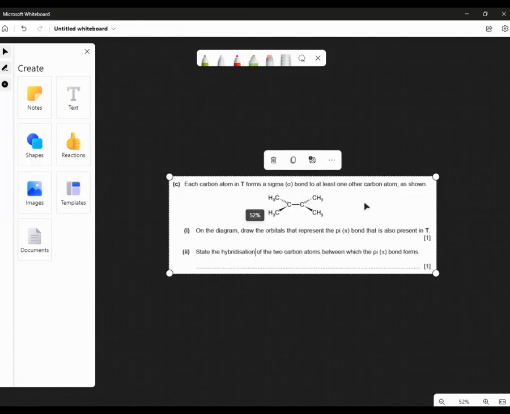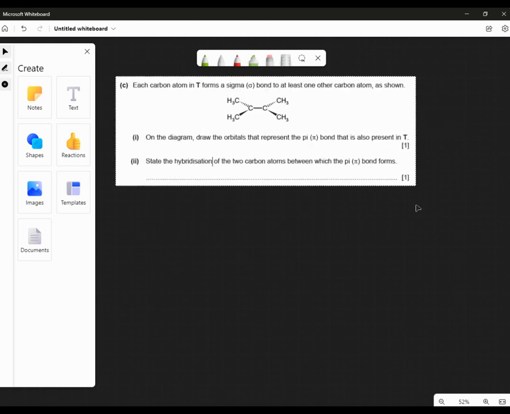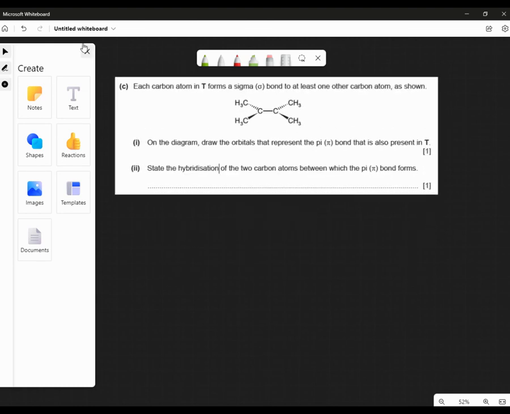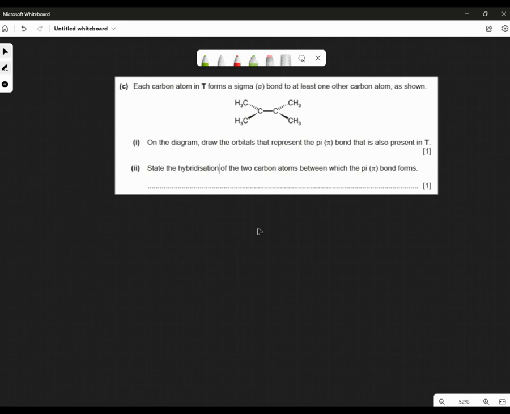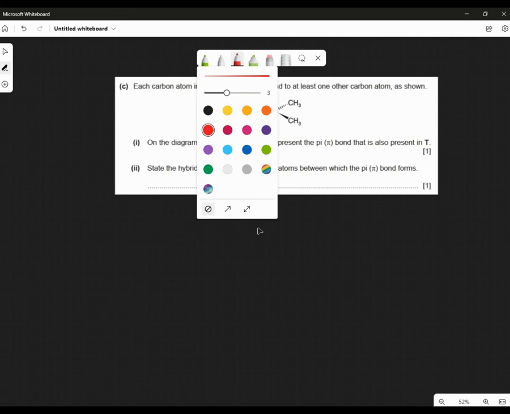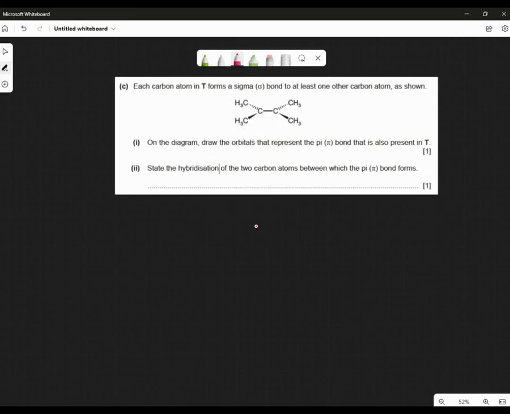Okay. Now number 4. This looks like a weird one, but you never know. Each carbon atom in T, this is T, forms a sigma bond to at least one other carbon atom as shown. There you go. There are all the sigma bonds. Obviously, there's one missing, isn't there? That's the pi bond. So right in the middle. On the diagram, draw the orbitals that represent the pi bond that's also present in P. Now, whoops, there's going to be a nice dark color, this purple color. There's going to be a pi bond there. There you go. Beautiful. All right, there's the pi bond.